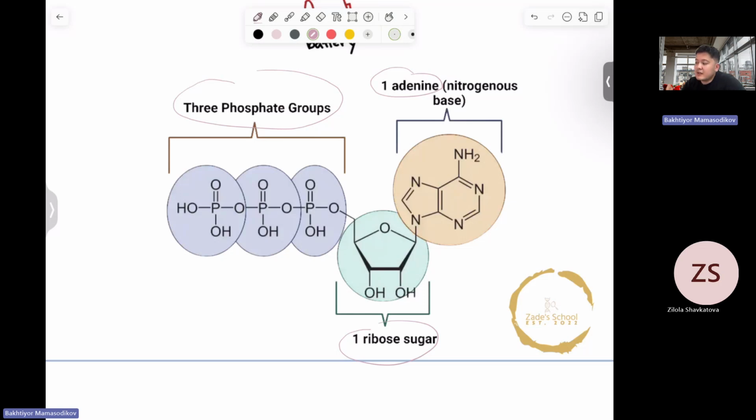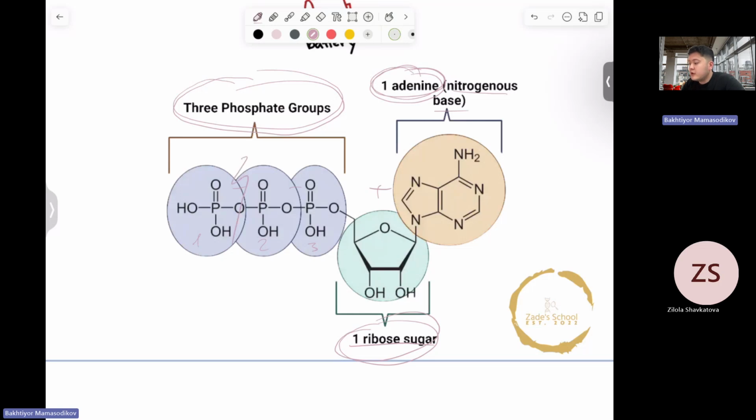So what's the meaning of adenosine? Adenosine is adenine with the ribose sugar. In the structure of ATP, you have one adenine molecule, which is a nitrogenous base, and one ribose sugar. Together they are called adenosine, and then three phosphate groups, as you can see here: first phosphate, second phosphate, and the third phosphate. The bonds between these phosphate groups store the energy.